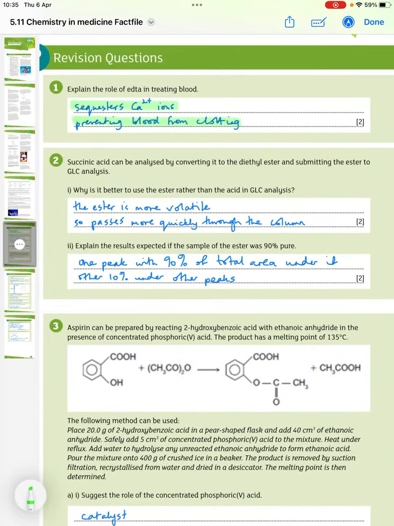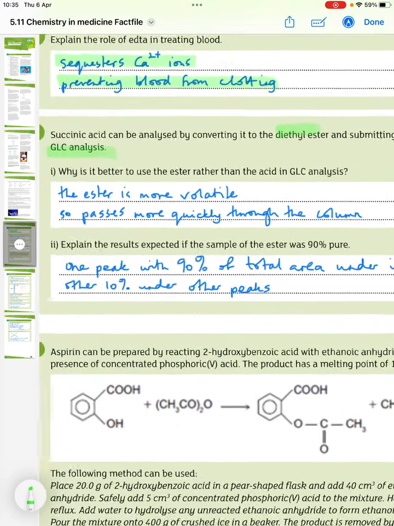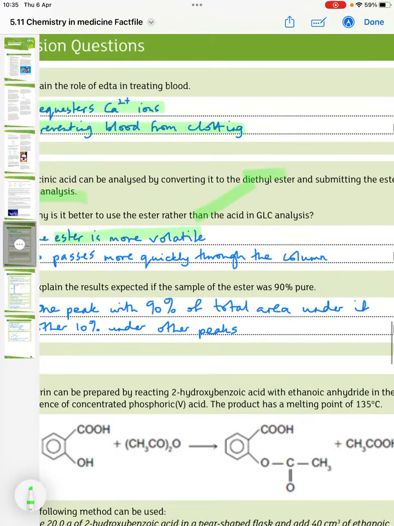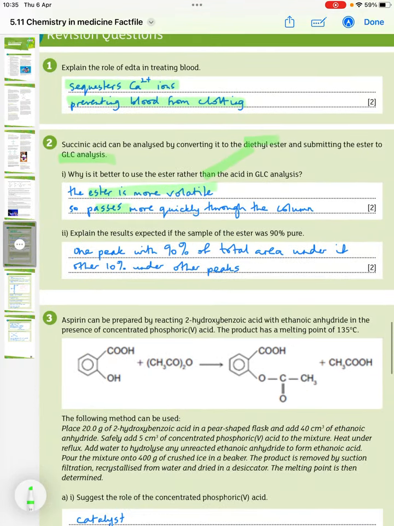Succinic acid can be analysed by converting it to the diethyl ester and submitting the ester to GLC analysis. So why is it better to use the ester rather than the acid in GLC analysis? It's pretty straightforward. It's because the ester is more volatile, so it passes more quickly through the column.